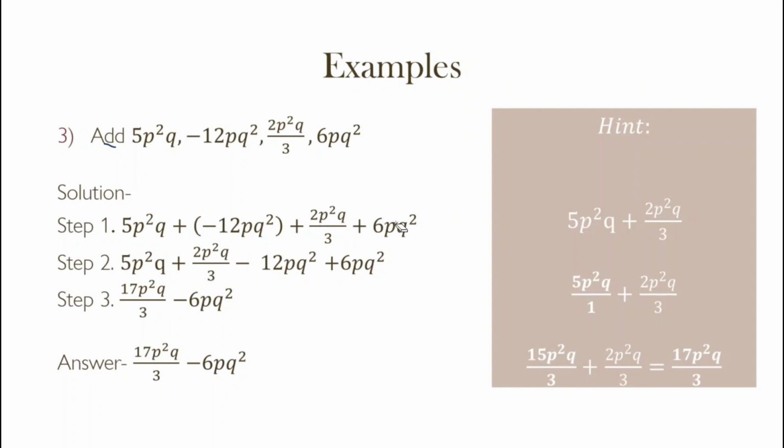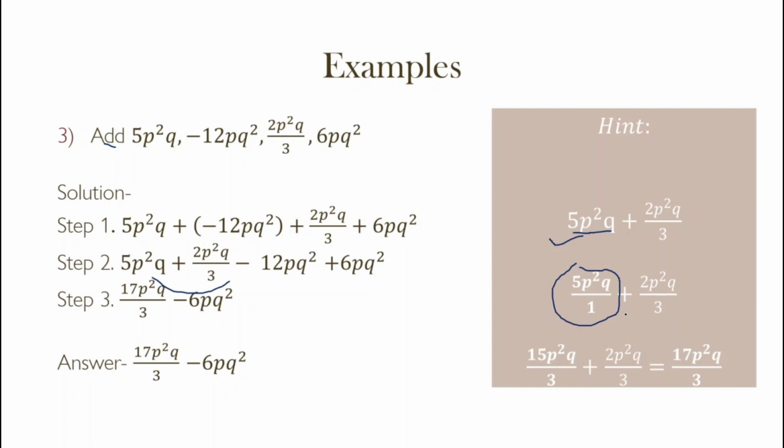How will we solve them? One of the terms in the first two is consisting of a fraction. So how do we solve it? Please have a look at the hint. I can write 5p²q in terms of fraction, like 5p²q over 1, because it is the same as 5p²q, right?